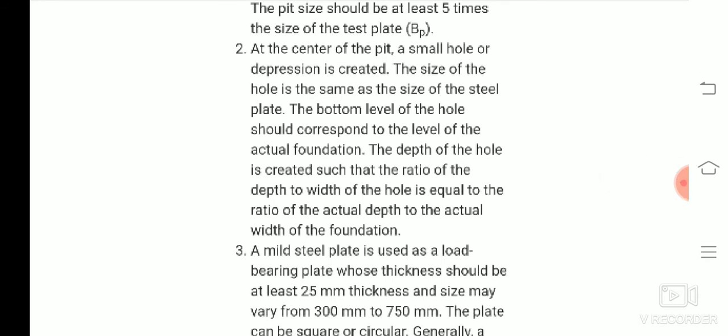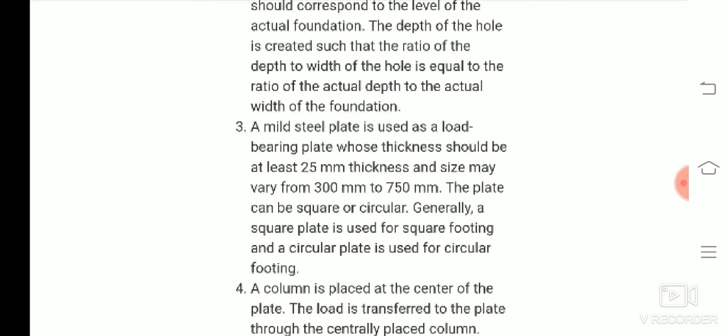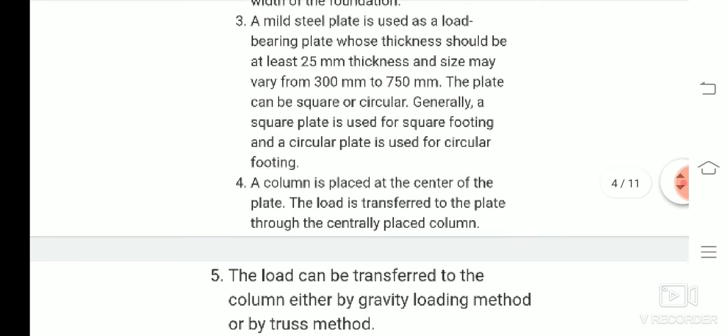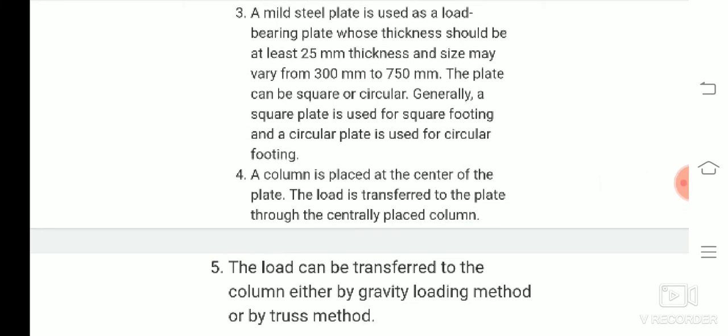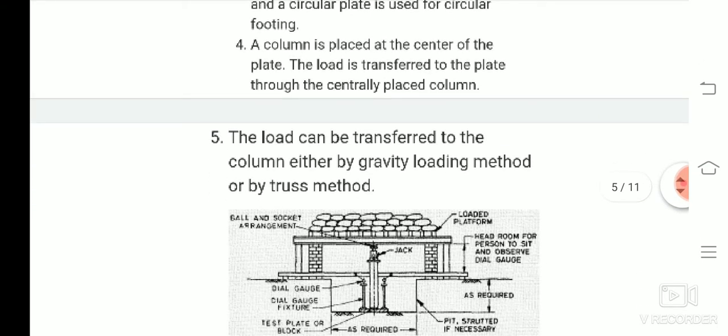The depth of the hole is such that the ratio of the depth to width of the hole will be equal to the ratio of the actual depth to the actual width of the foundation. The mild steel plate, which has already been discussed, whose thickness is 25 mm and size varies from 300 to 750 mm, will be kept in the pit. A column is placed at the center of the plate. The load will be transferred to the plate through the centrally placed column.